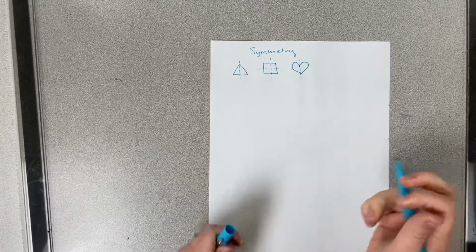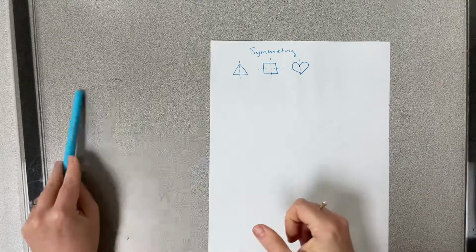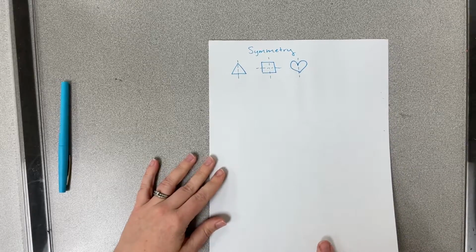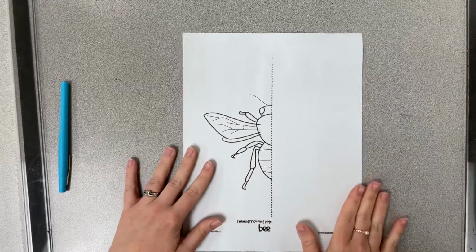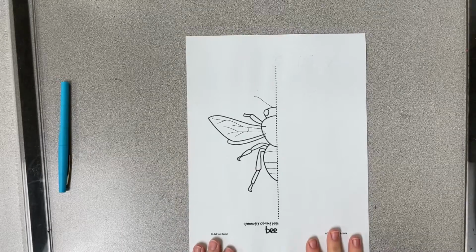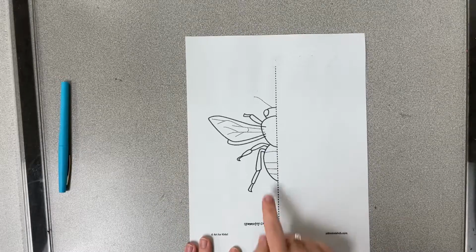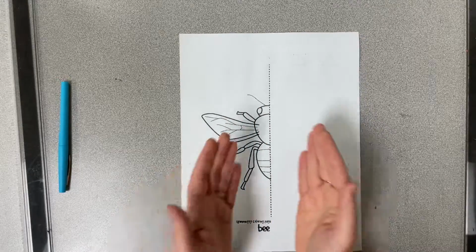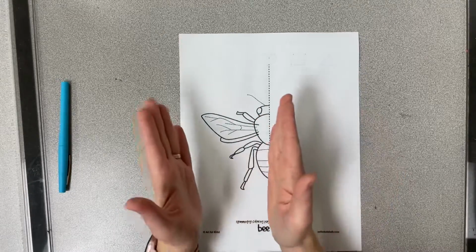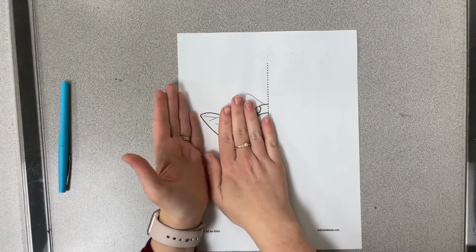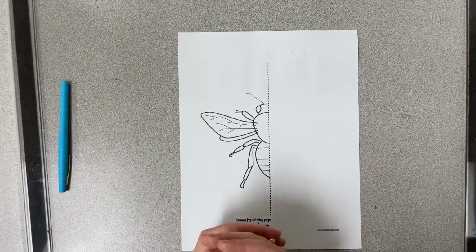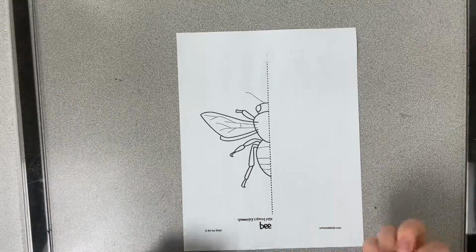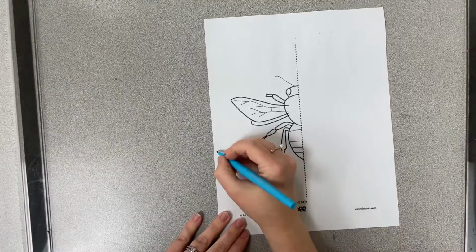So today we're going to be practicing symmetry, getting ready for our next project. A lot of things in nature have symmetry. For example, insects. On my paper here, I have half of a bee. My job today is going to be to finish the other half. Since I know my bee is symmetrical, I'm basically just copying what's over here and flipping it to the other side. But I'm going to teach you 3 drawing techniques that are going to help you be successful for this.